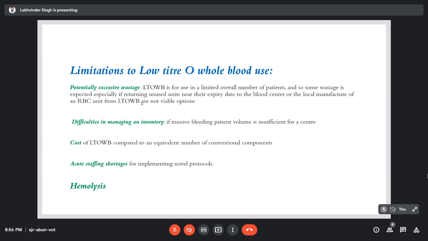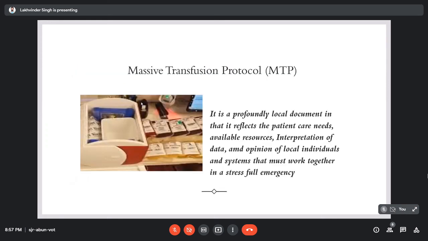If we have 4 units of LTOWB, as we call it, and the patient requires more than that, then we have to give PRBC, FFP, and PC. So there's no point if you are going to switch to 1:1:1 anyway. So again, this problem. Cost is a problem. Acute staffing shortage and hemolysis. I've already explained, if anti-A, anti-B is there in the plasma of whole blood, it can cause severe hemolysis.